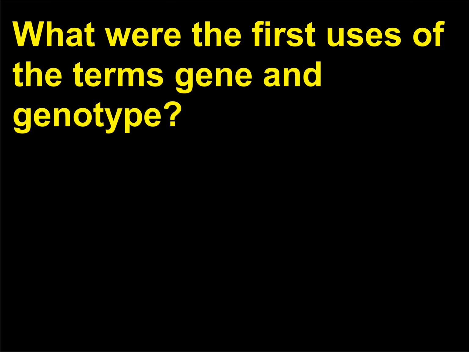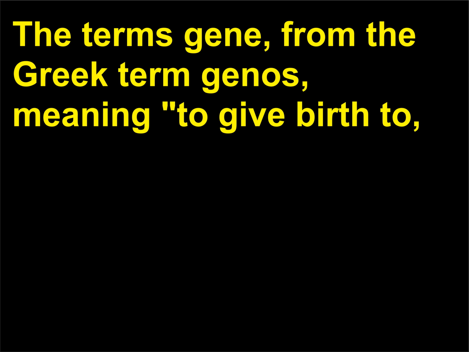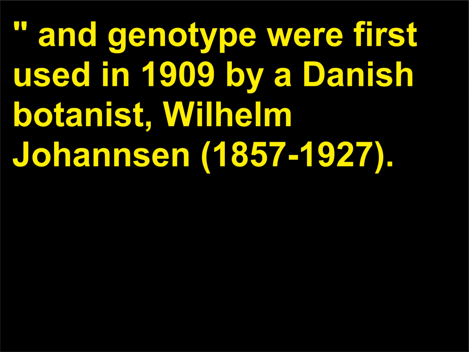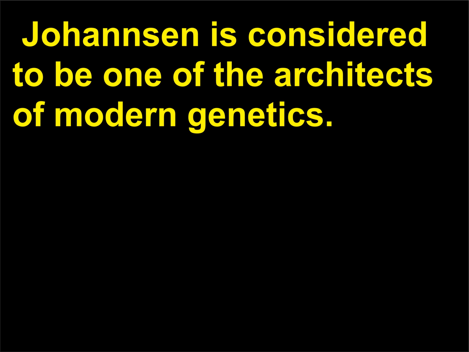What were the first uses of the terms gene and genotype? The terms gene, from the Greek term genos, meaning to give birth to, and genotype were first used in 1909 by a Danish botanist, Wilhelm Johansson, 1857-1927. Johansson is considered to be one of the architects of modern genetics.